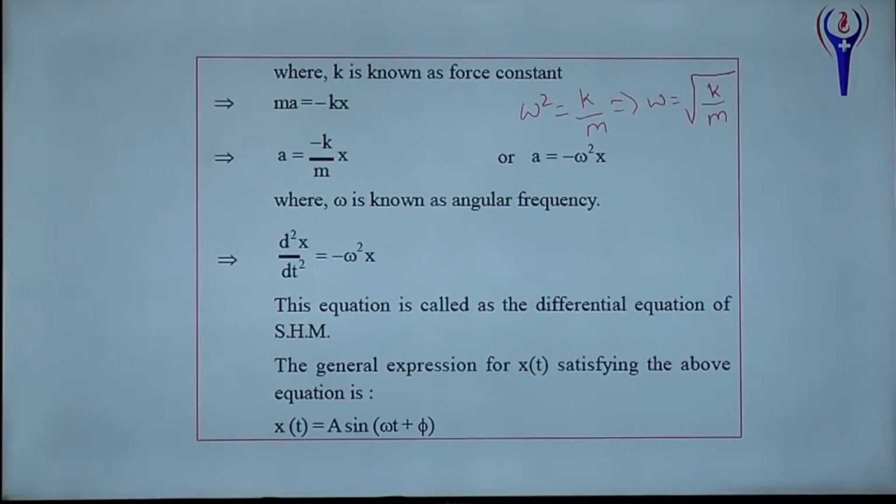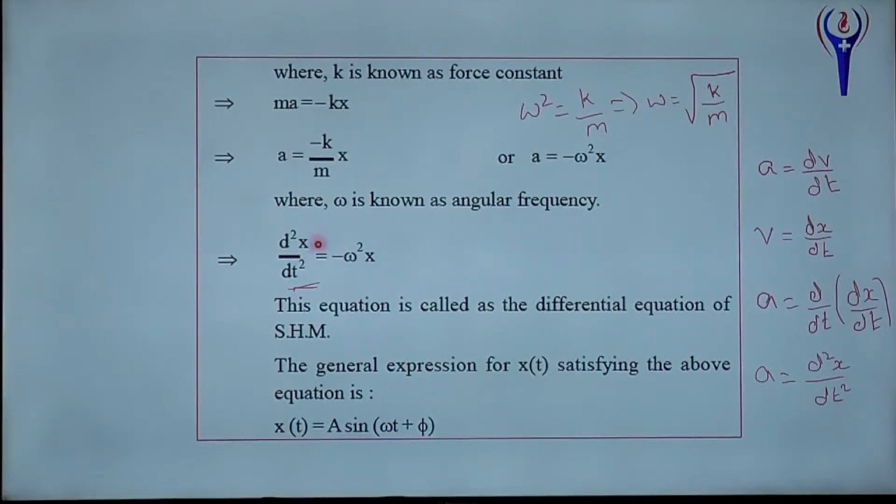Then we know acceleration a is nothing but the rate of change of velocity, and velocity is nothing but the rate of change of displacement. If you substitute this here, a equal to d by dt of dx by dt. This is given as a equal to d square x by dt square. So acceleration a equal to d square x by dt square, that is nothing but differentiating x with respect to t twice.